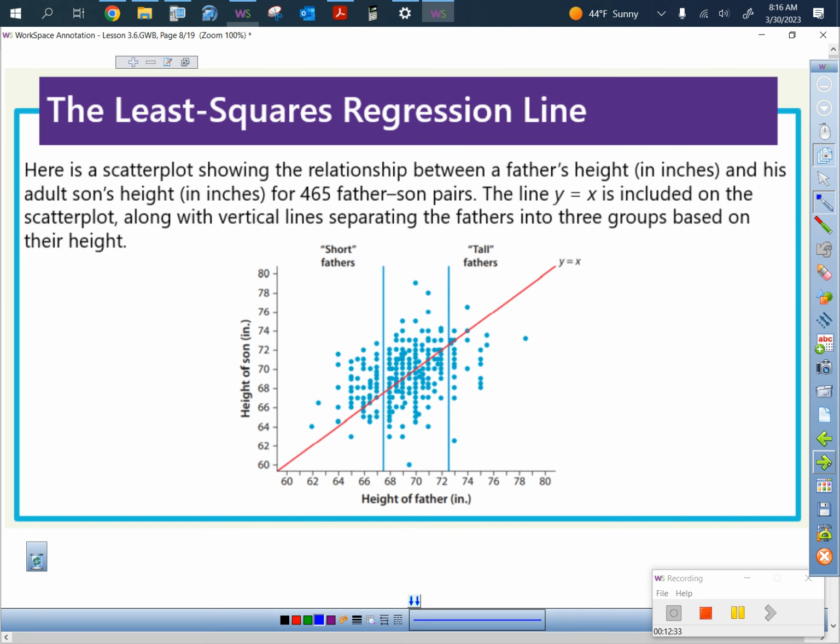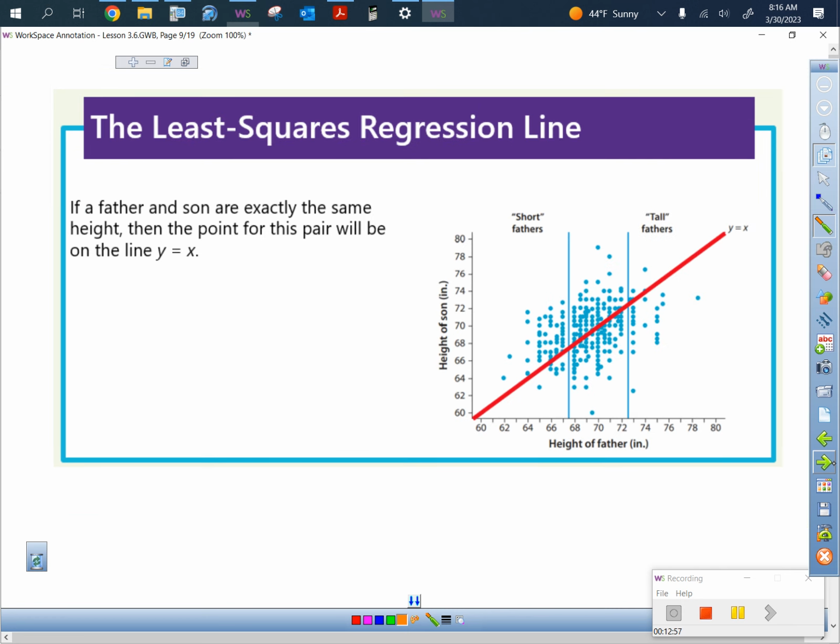Here's a bunch of data. On the x-axis is how tall somebody's father is in inches. It's like, this is how tall your dad is. Cool. And then on the y-axis is, if they had a son, they measured how tall their son was as well. So x-axis is height of the dad, y-axis is height of the son. And here's what they're saying.